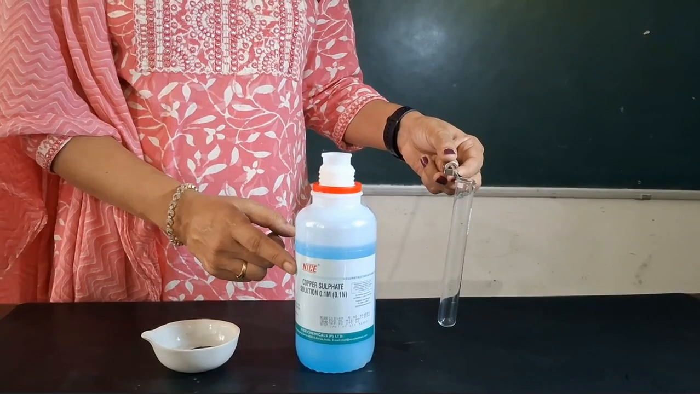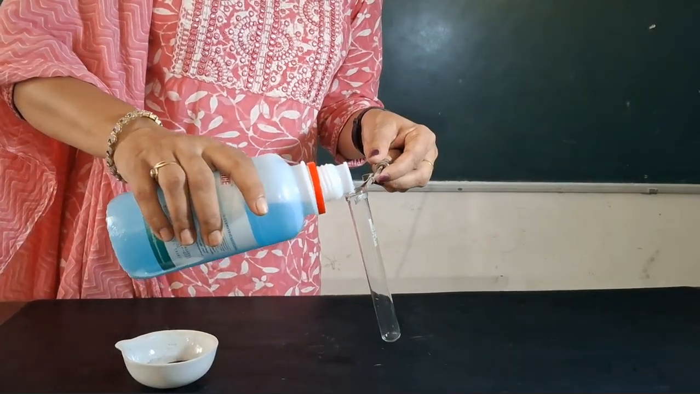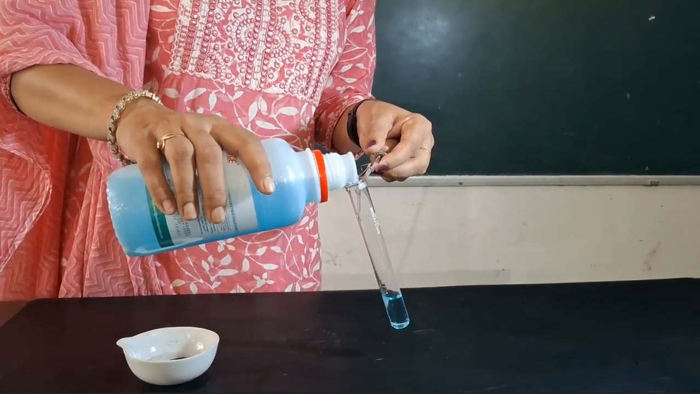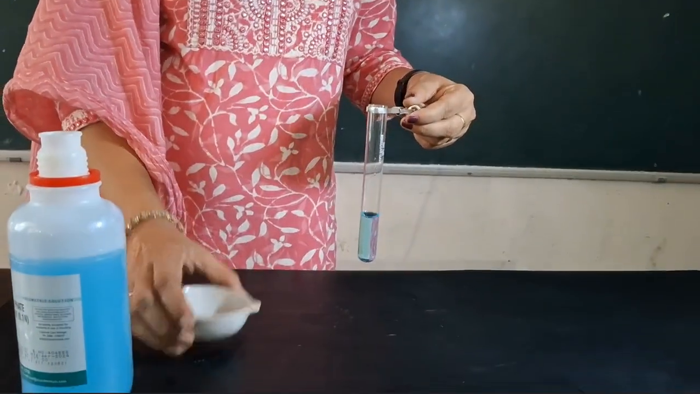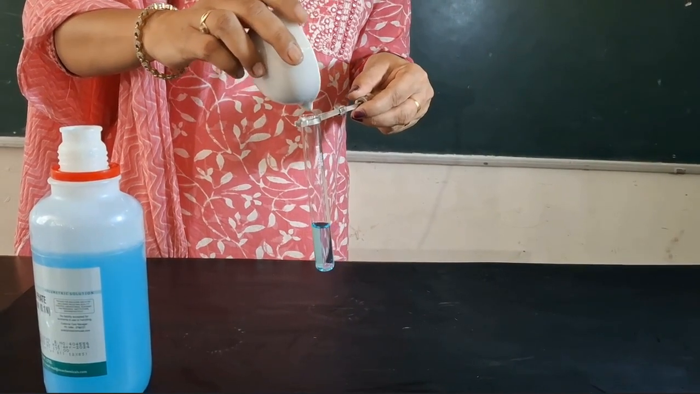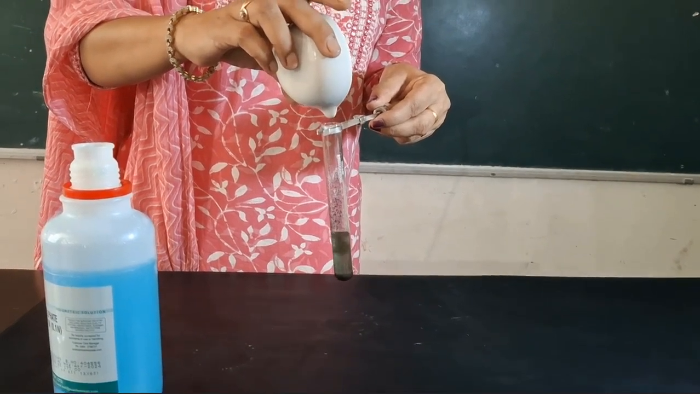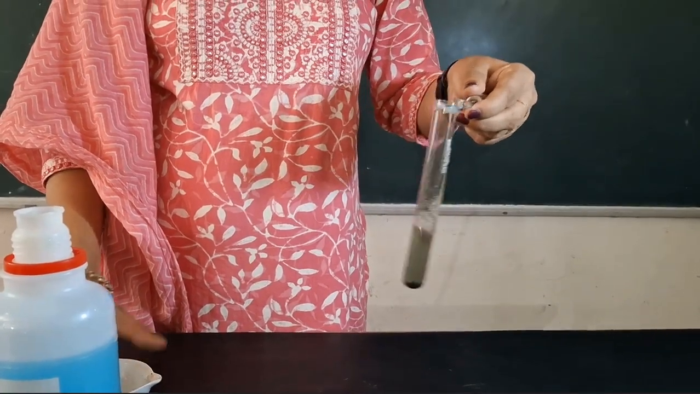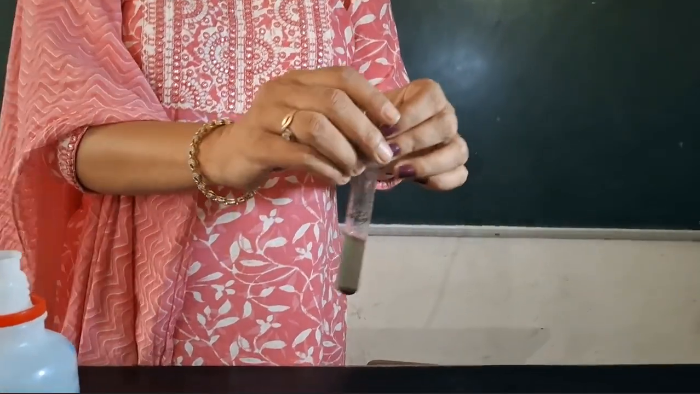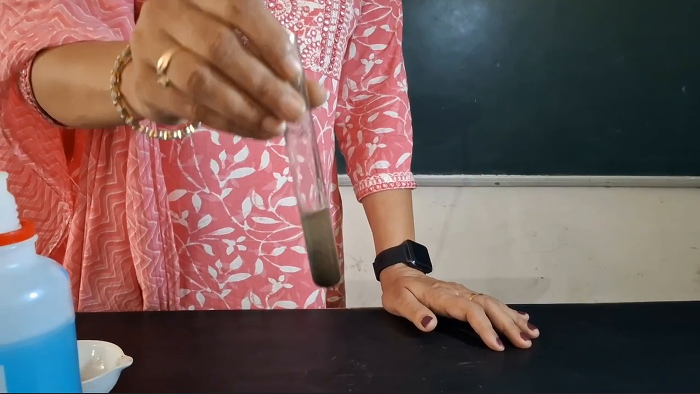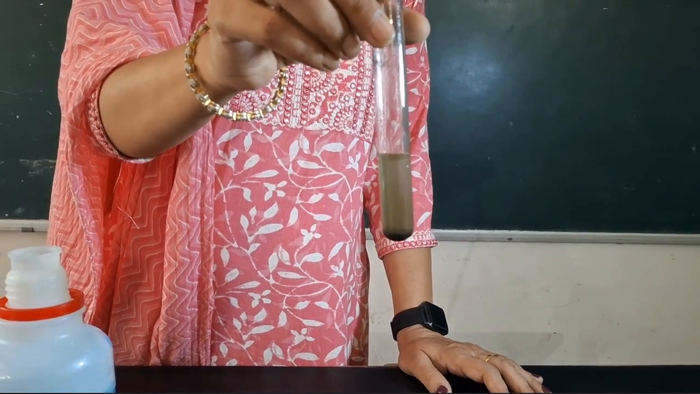I have taken copper sulfate solution and iron filings. So we are pouring this copper sulfate solution in this test tube. You can see the color is blue, and then we add some iron filings to this. We'll keep it for some time and you can see the change in color. You can see the color is now changing to green.